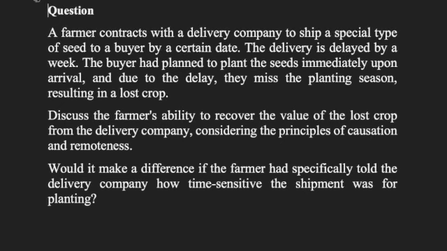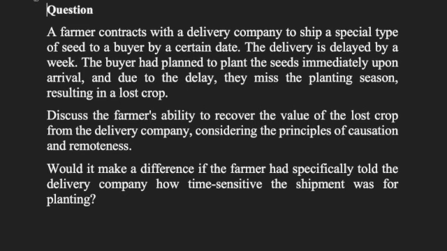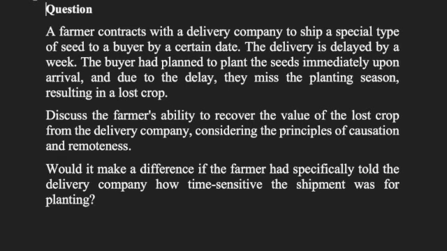Got the rules. Now, application, linking the rules to the facts. This is the meaty part. Let's start with causation. But for the delivery company's 1-week delay, would the crop have been lost? Seems clear, no. The delay directly caused the missed planting window, which caused the lost crop. So causation looks pretty solid. Agreed. Causation is likely established. Now the trickier one, remoteness. Let's take scenario 1 first.